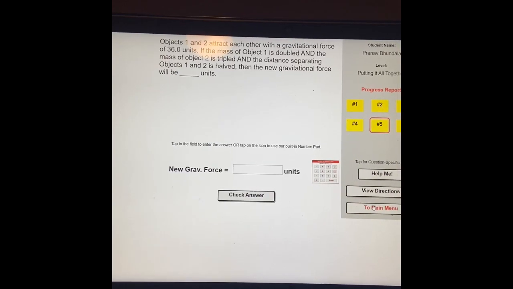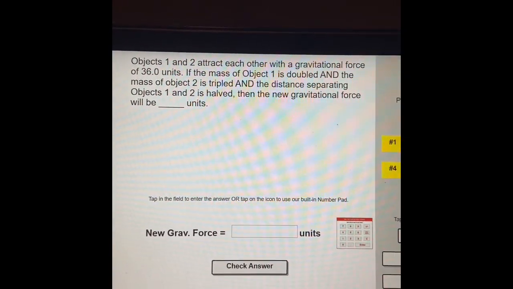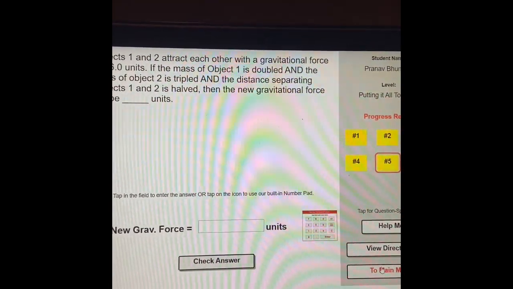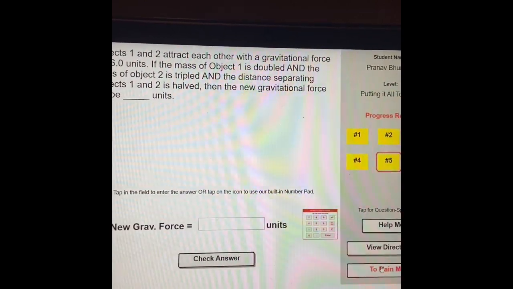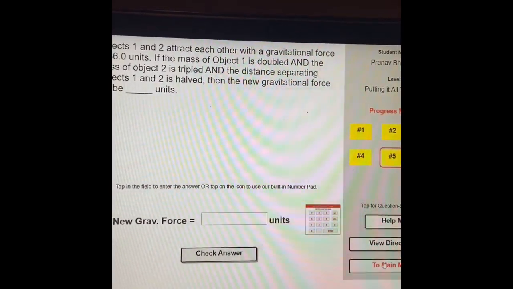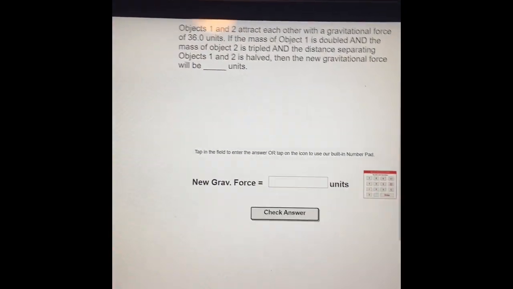Now, let's put it all together. Objects 1 and 2 attract each other with a gravitational force of 36 units. If the mass of object 1 is doubled, the mass of object 2 is tripled, and the distance separating objects 1 and 2 is halved, the new gravitational force will be blank units. So, let's try this out. As we know, they currently have a gravitational force of 36 newtons, or units.